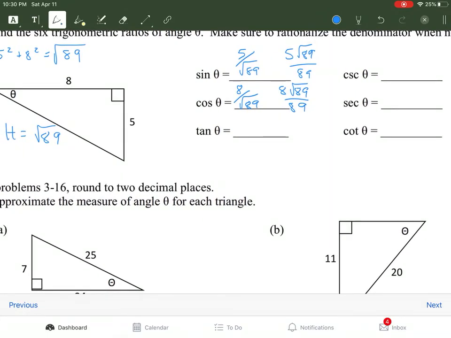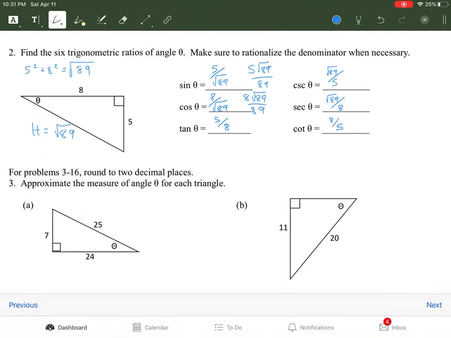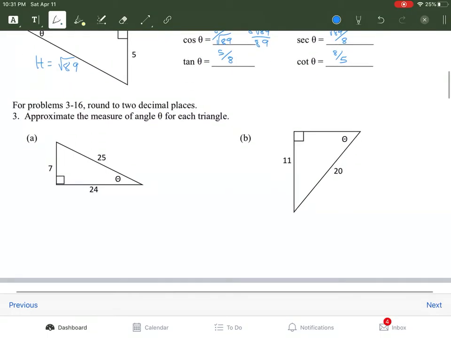And then finally, for tangent, you have opposite over adjacent, you have 5 over 8. For the reciprocals, it's actually easy to do the reciprocal because the reciprocal of sine, the original sine, is just the square root of 89 over 5. Same thing with secant, the square root of 89 over 8. And cotangent is just 8 over 5. A lot of times people want to do decimals for these. You're not supposed to do decimals. You're supposed to do the exact. So you do the square roots. Next.